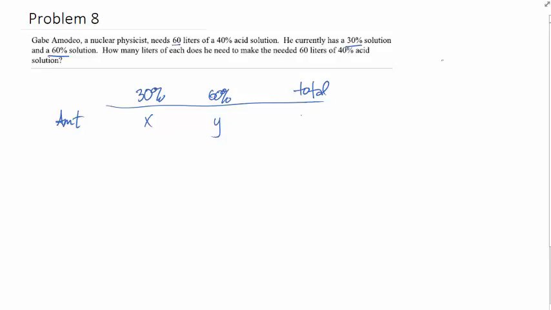And he wants to make 60 liters. So if we want 60 liters in total, all we really want to do is add these two things to get a total of 60 liters. What we're essentially constructing is an equation, one equation that combines the amount of the 30% solution and the 60% solution.